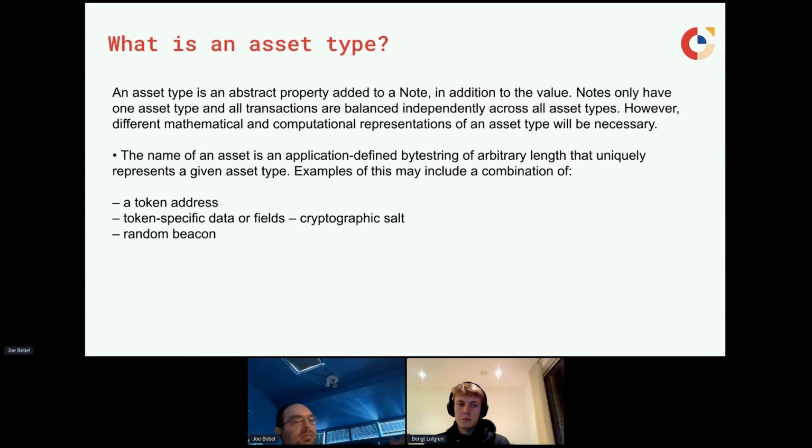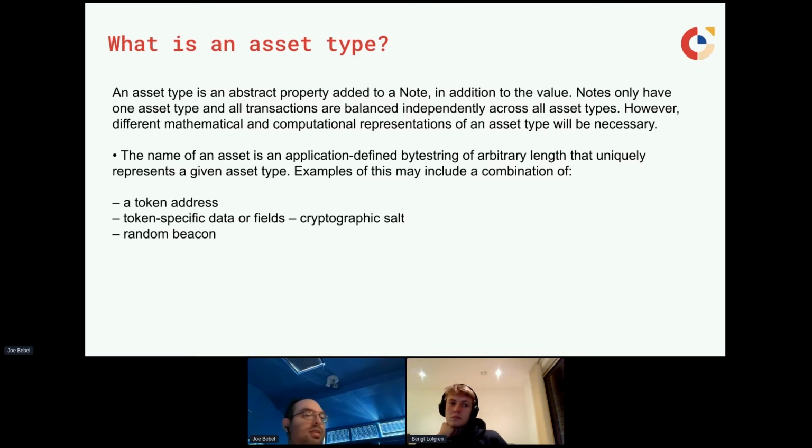I'm going to start by saying the name of an asset is just application defined in some way. It's some byte string of arbitrary length that uniquely represents a given asset type. The reason this is so generic is because there's an incredible variation among different standards for how you might define what kind of asset it is. So you have ERC standards, the most common being the ERC20 fungible token.